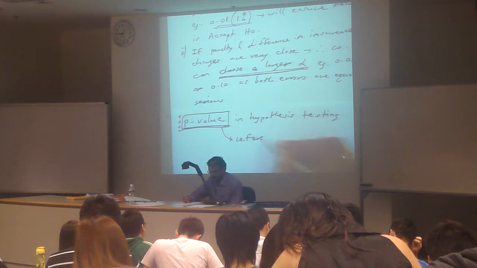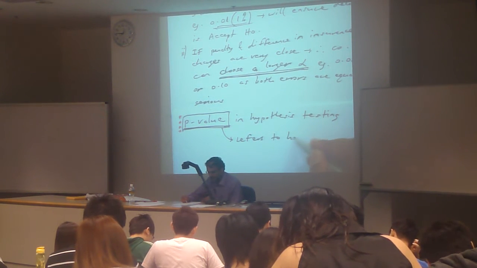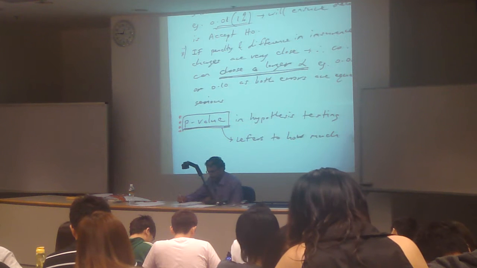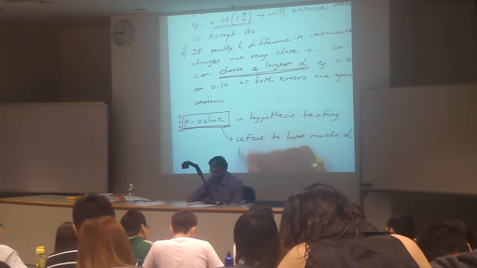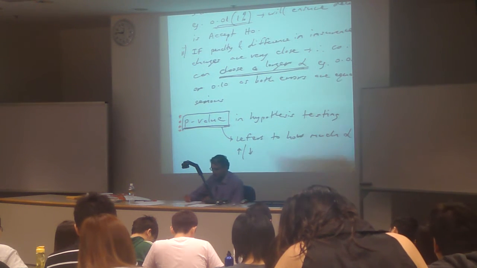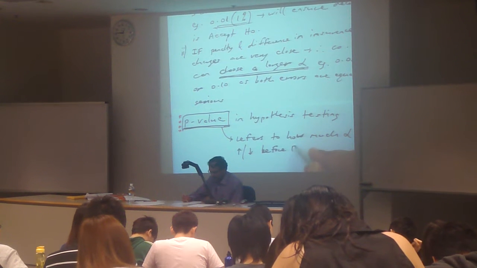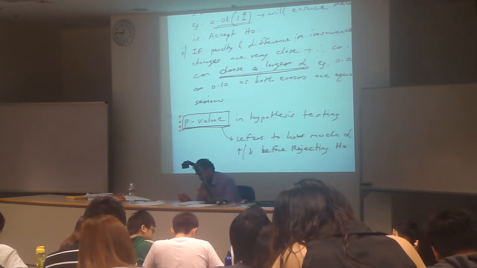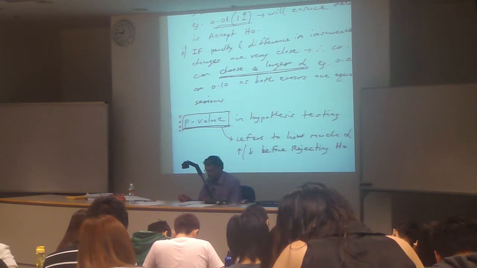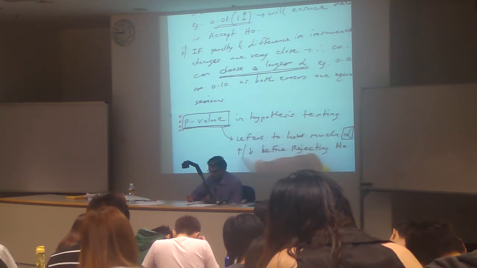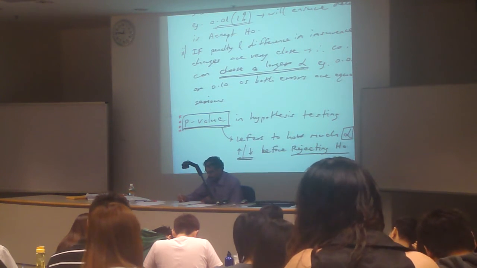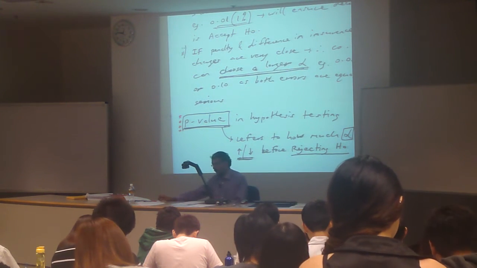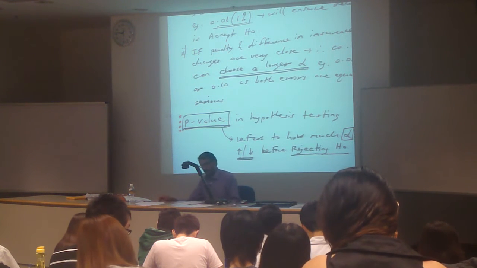The p-value refers to how much alpha can increase or decrease before rejecting H0. How much alpha can increase or decrease before rejecting H0? To what extent can your alpha increase or decrease before rejecting H0? This is what we are trying to do under the p-value. It is a concept that you must understand in order to decide whether to accept H0 or reject H0.